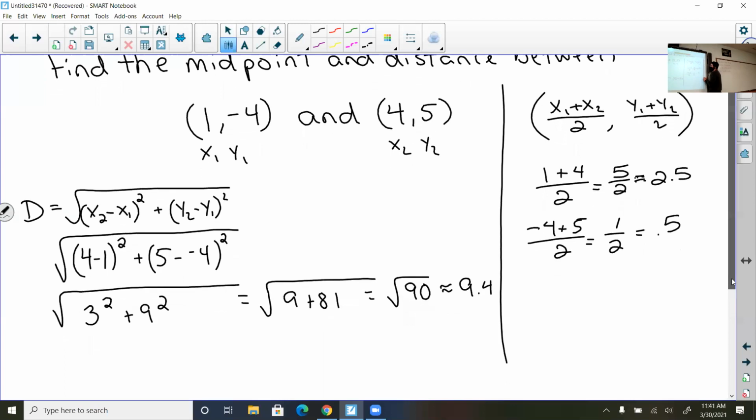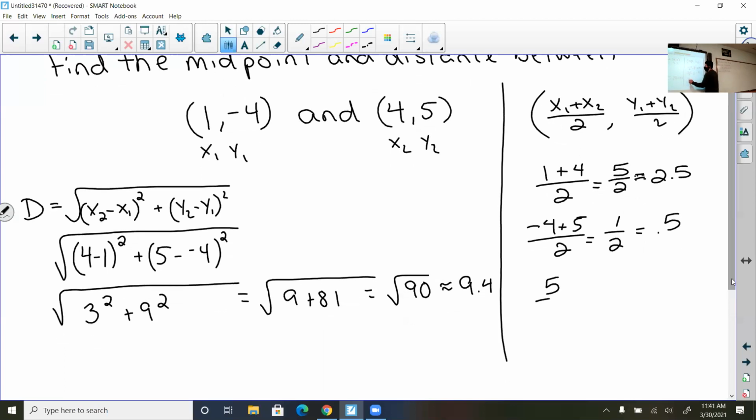So your midpoint is either going to be 5 halves, 1 half, or if you like the decimals, you could do 2.5, 0.5. Or you can do a mix of them if you want. I don't really care. Either way is good for me. So that is the distance between 2 points and the midpoint of 2 points.